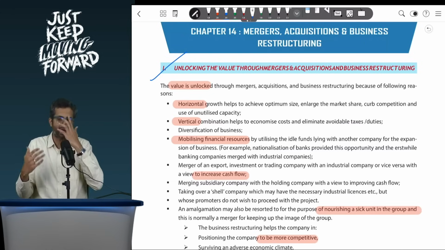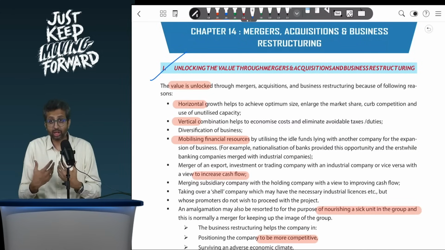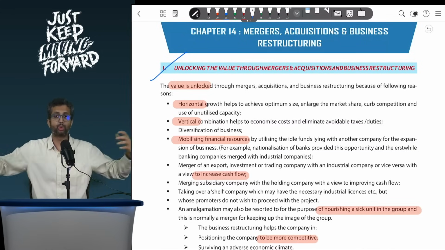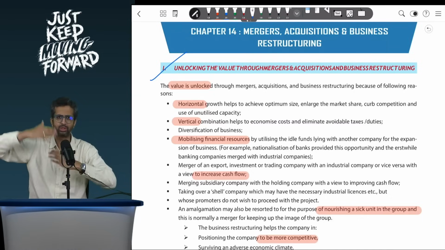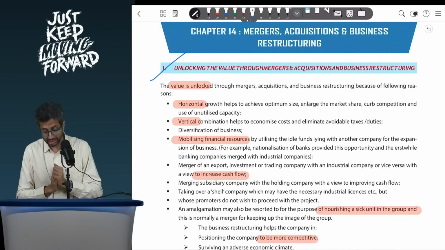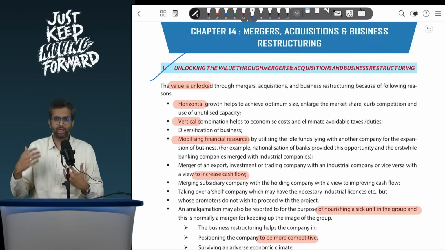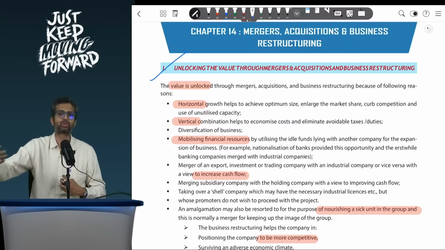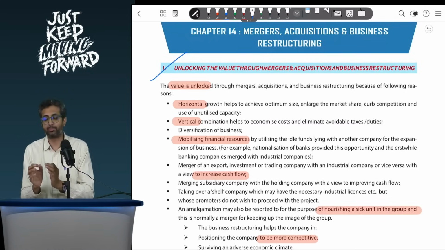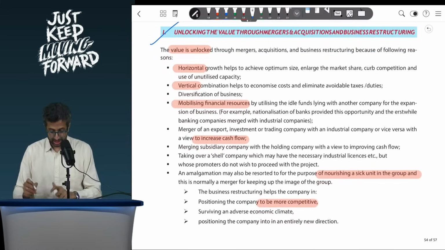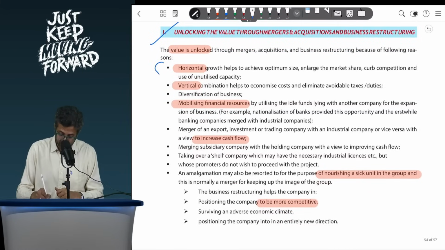Not very important. In a horizontal merger, it helps you in diversifying. In a vertical merger, it helps you in better cost efficiency. In a conglomerate merger, it can put your resources to much more productive usage. It can help you in increasing the cash flow. All of these are regarding mergers.